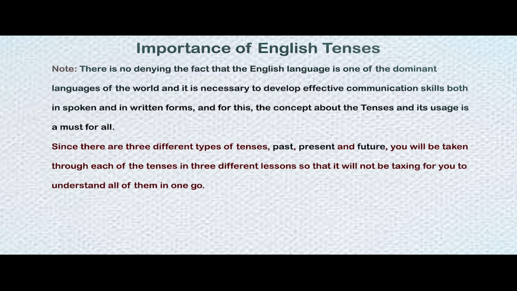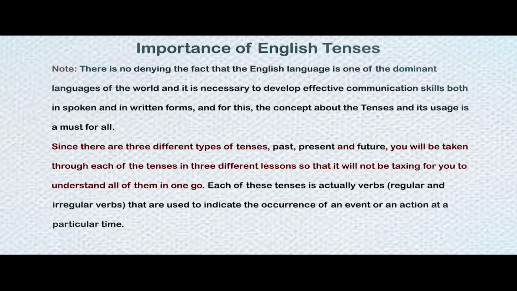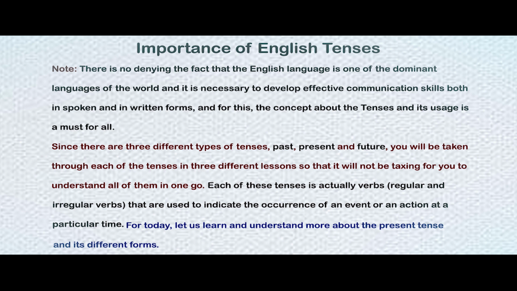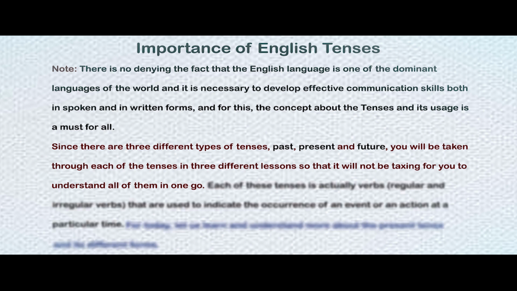Since there are three different types of tenses, past, present and future, you will be taken through each of the tenses in three different lessons so that it will not be taxing for you to understand all of them in one go. Each of these tenses is actually verbs, regular and irregular verbs, that are used to indicate the occurrence of an event or an action at a particular time. For today, let us learn and understand more about the present tense and its different forms.